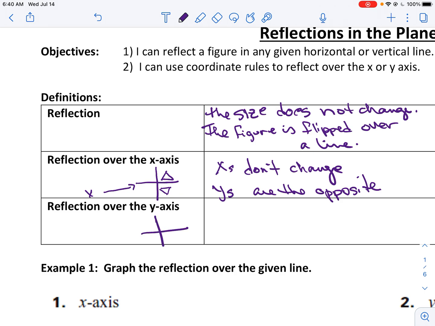Okay, and then if we reflect over the y-axis, the x's are the opposite, and the y's are the same.